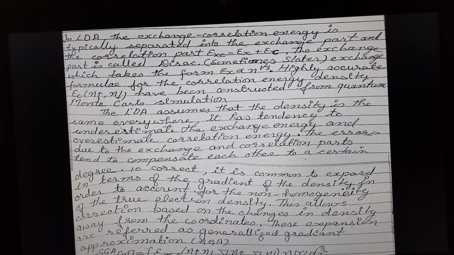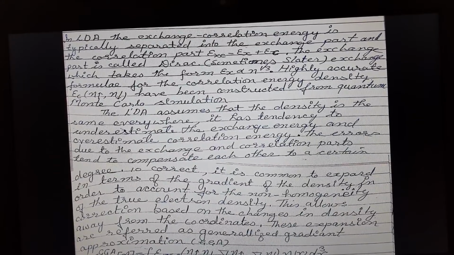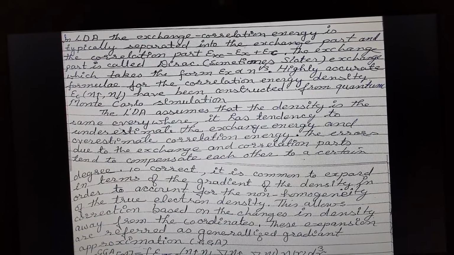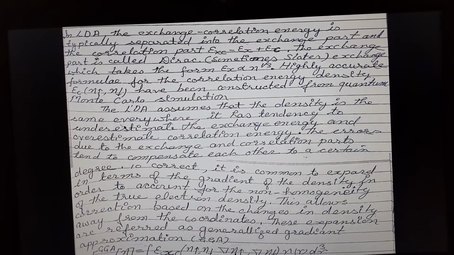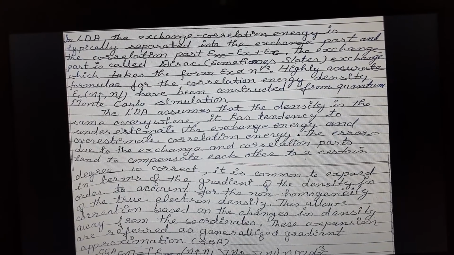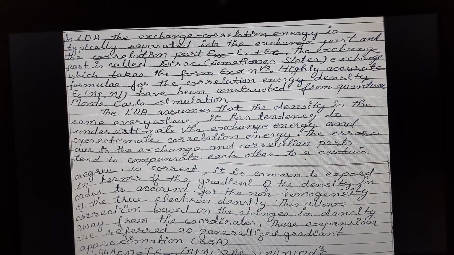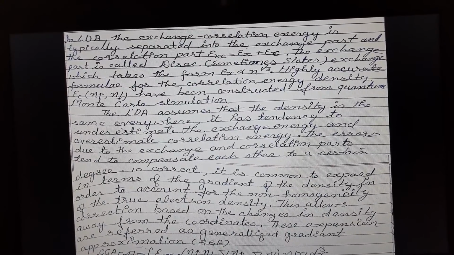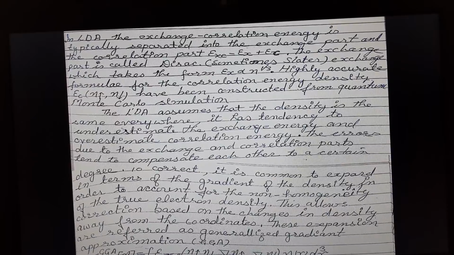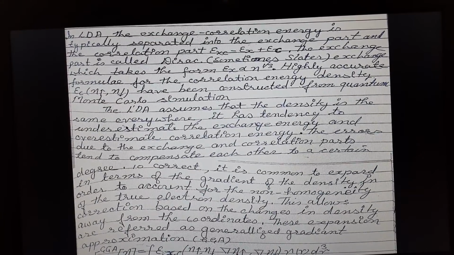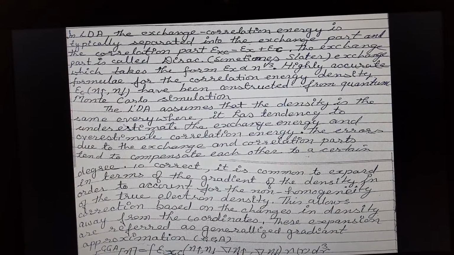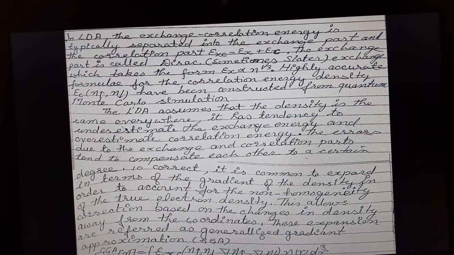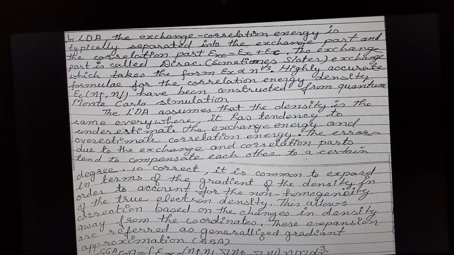These expansions are referred to as the generalized gradient approximation, GGA. E_xc^GGA[n] is equal to the integral of ε_xc(n↑, n↓, ∇n↑, ∇n↓) n(r) d³r.